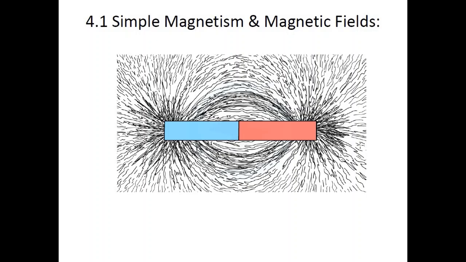When you tap the paper, something like this would be produced. As you can see over here, the magnetic field is strong. Most of the iron filings are close together over here, whereas over here they are far apart, indicating the magnetic field is weak over here.